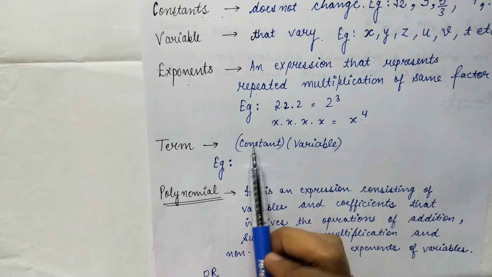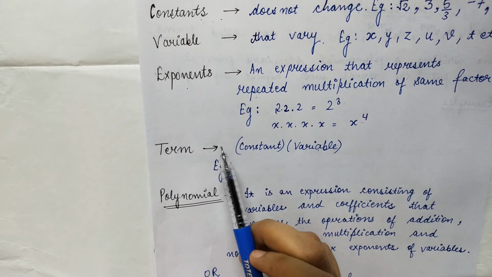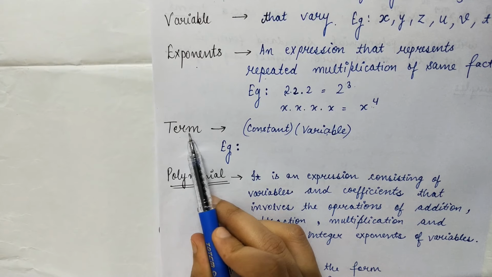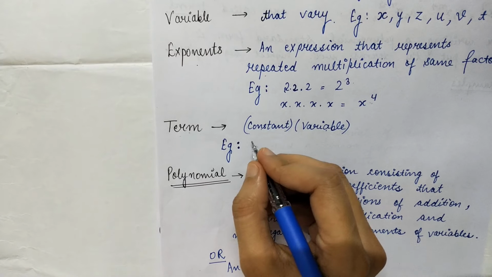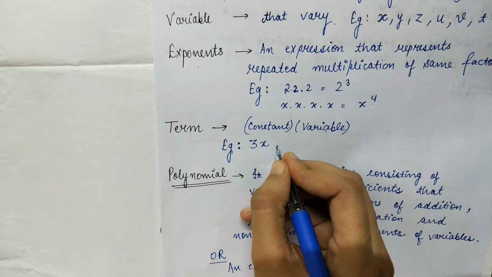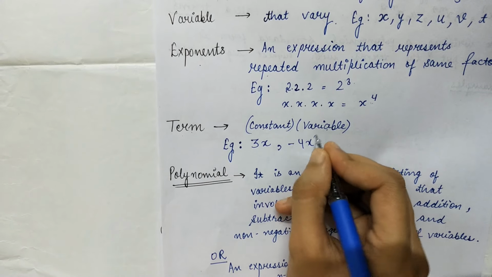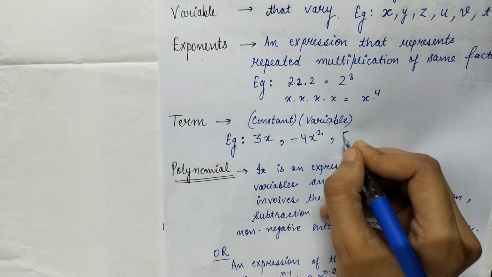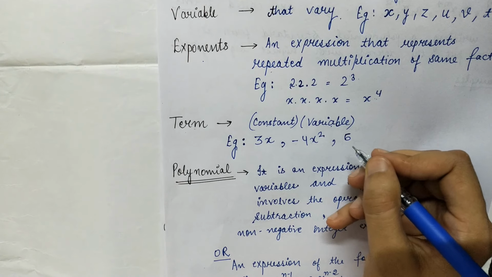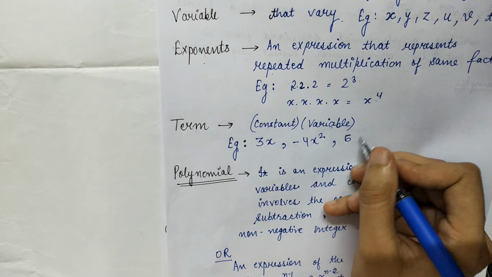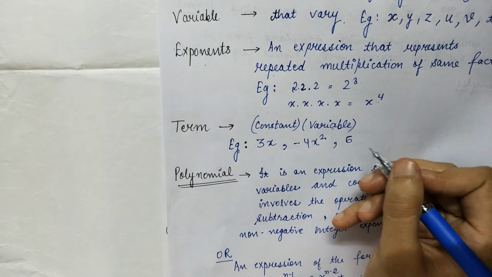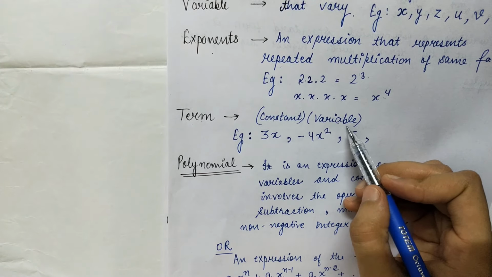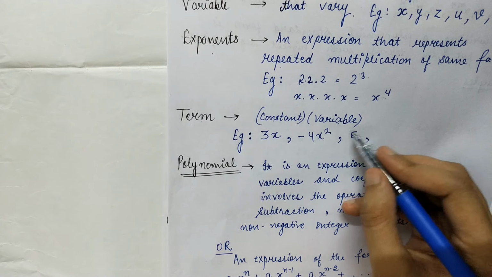Whenever we multiply a constant with a variable, we get one term. Whenever a constant is multiplied by a variable, we get a term, like 3x, minus 4x square, or 6. Any constant is also a term, because here the variable will be x to the power 0. x to the power 0 is 1.